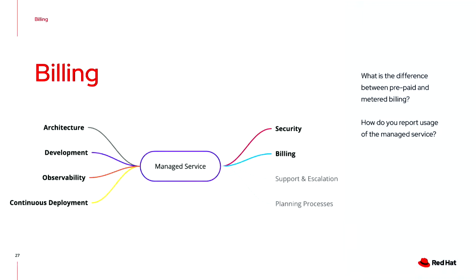Well, there's two types of billing. Either a customer will pay upfront for a settlement, or they will pay after the fact. Think of an electric bill, meter billing, things like this.